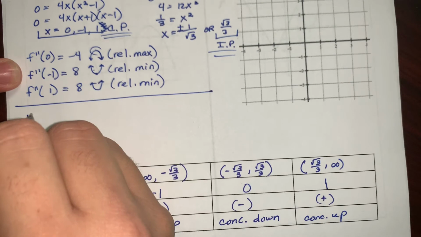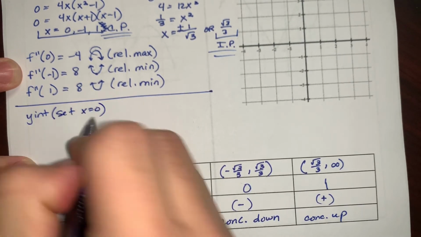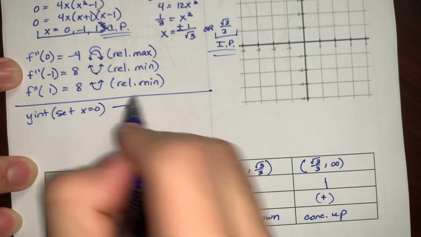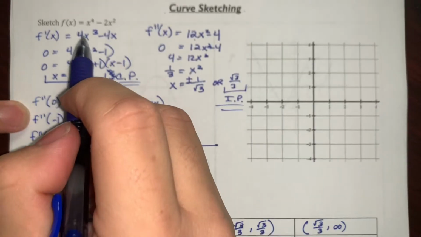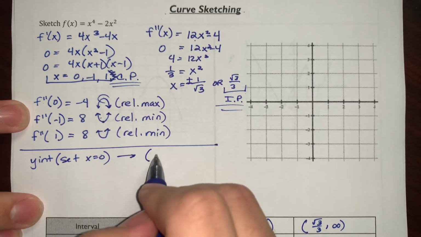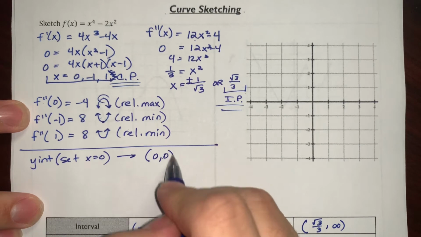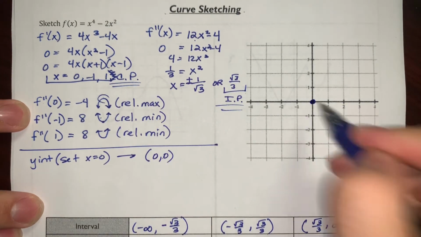So remember, for the y-intercept, you have to remember to set x equal to 0. If I plug in 0, the result will be 0. So my y-intercept is simply 0 for x, and my resulting y value was 0. So there's one point we know for sure.